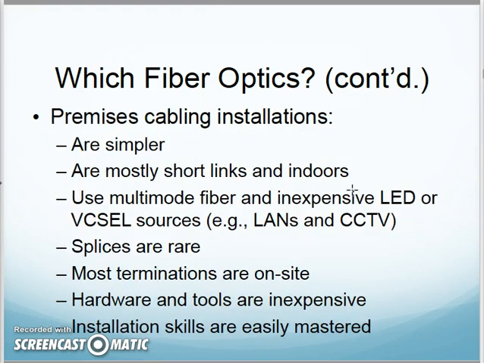Meanwhile, premise cabling inside of a building is usually simpler, with shorter runs and shorter links, a lot of times only connecting closet to closet, switch to switch. Most of these are going to be multi-mode fiber using inexpensive LED light sources. Splices are pretty rare. Things are usually just a connector on the end, a connector in this closet plugging into this switch, and a connector in the other closet plugging into another switch. The tools and hardware necessary are relatively inexpensive, and installation is relatively easy to learn to do.